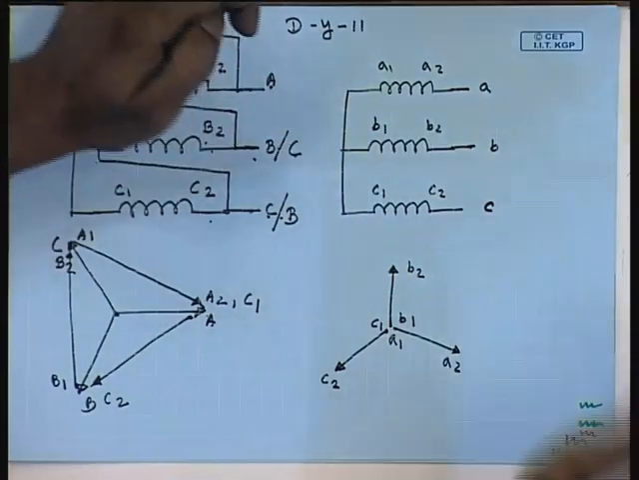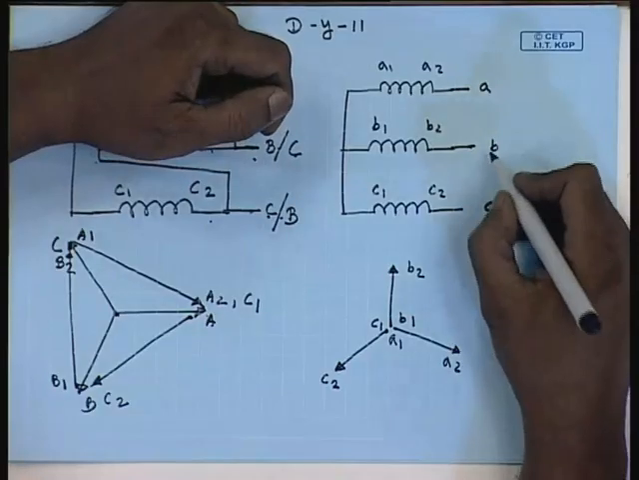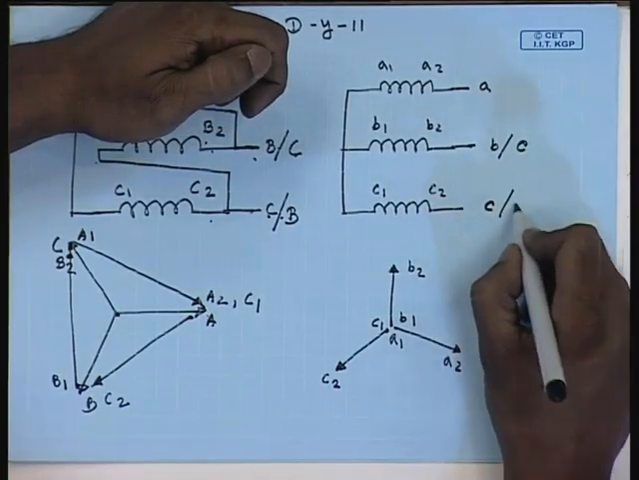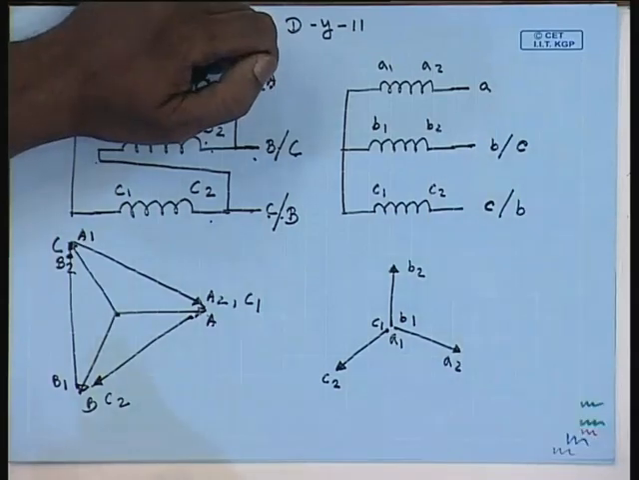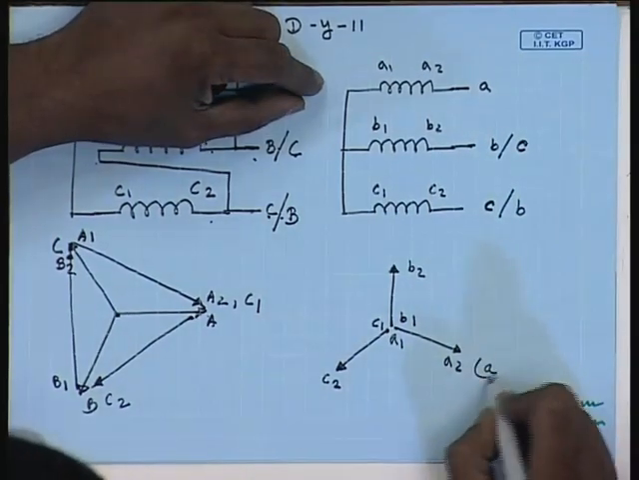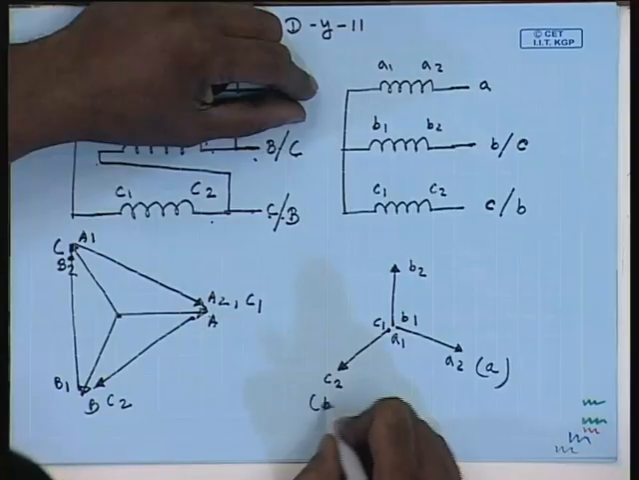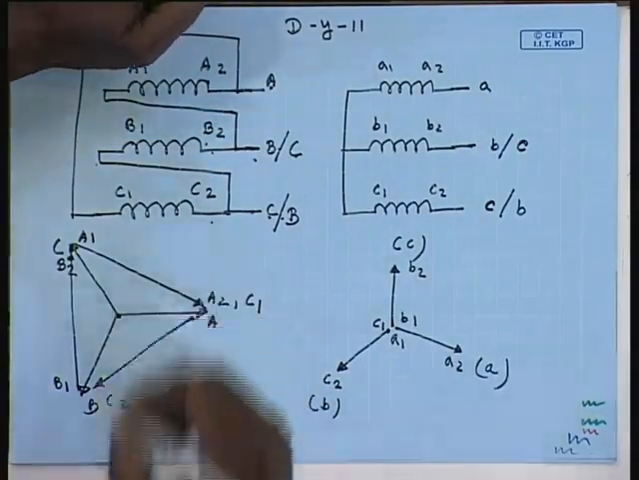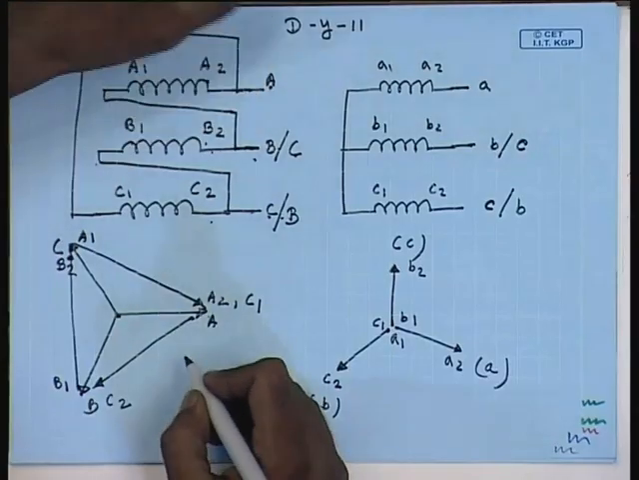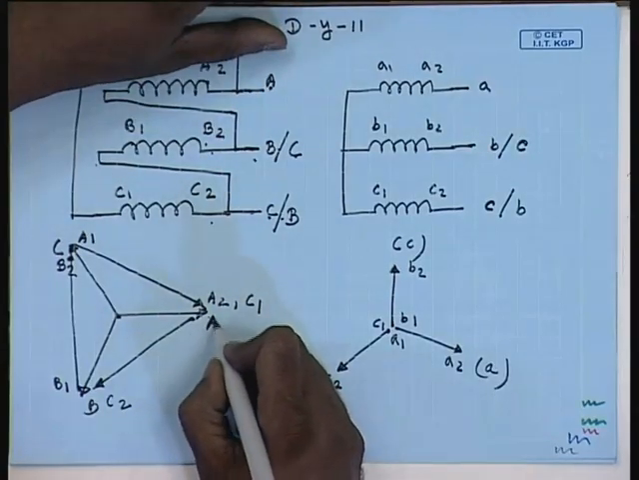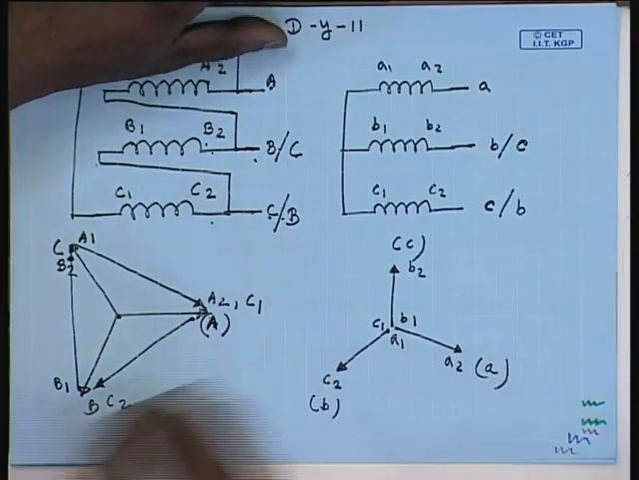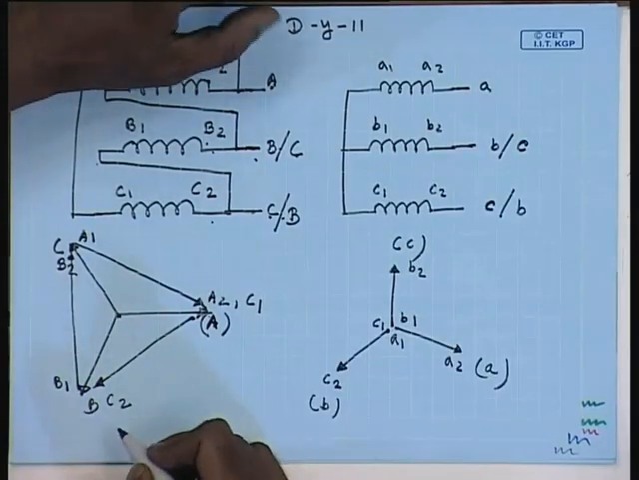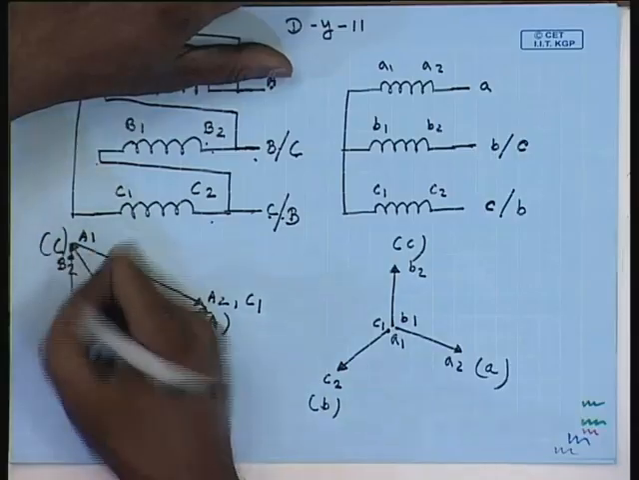Now, let us also exchange the terminal on the low voltage side. Let us call this the C phase and let us call this the B phase. Hence, this will be line A, this will be line B, this will be line C. On the high voltage side, this is line A, this is line B, this is line C.